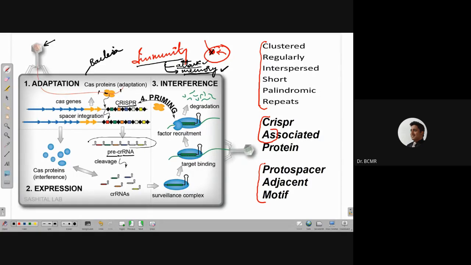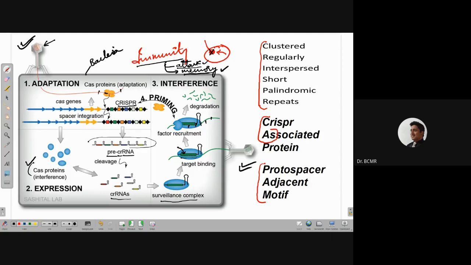And that long pre-CRISPR RNA is further processed into smaller, specific CRISPR RNAs. These CRISPR RNAs will associate with Cas proteins and form a surveillance complex. It's like going around and seeing if any matching sequence is found there or not. If the identical phage, or a closely related one, infects again and injects its DNA, the CRISPR RNA has sequence complementary to the DNA, which will base pair, and the Cas proteins, the CRISPR-associated proteins, are nucleases. They will degrade the DNA.